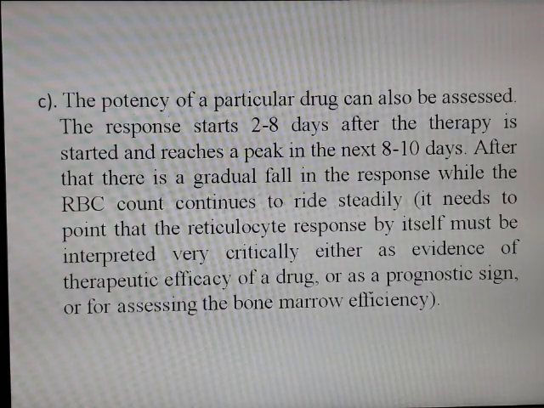Also, the potency of a particular drug can be assessed, say, for research purposes in pharmaceutical research. The response starts 2 to 8 days after the therapy is started and reaches a peak in the next 8 to 10 days. After that, there is a gradual fall in the response while the RBC count continues to rise steadily. It needs to be pointed out that the reticulocyte response by itself must be interpreted very critically, either as evidence of therapeutic efficacy of a drug, as a prognostic sign, or for assessing bone marrow efficiency. So one has to be cautious.